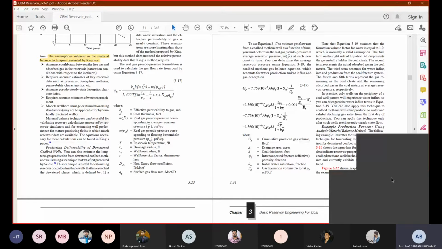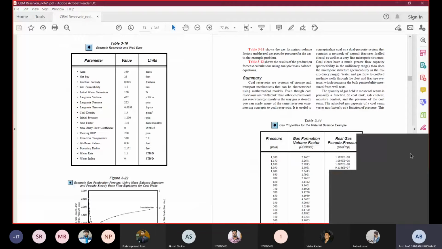But at the same time, please see Table 3.10 and Figure 3.22. This is for your understanding. If you see these graphs or this table, they have shown you some data and some graphs on how to do the prediction. So please look at Table 3.10.